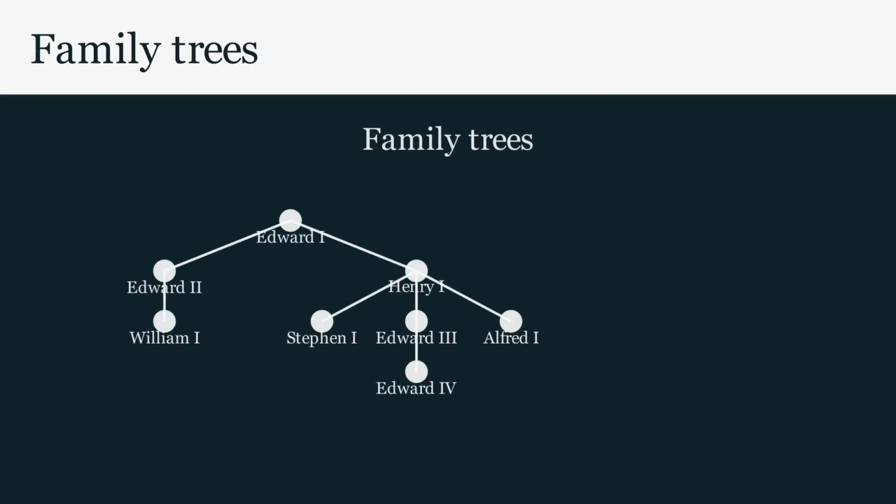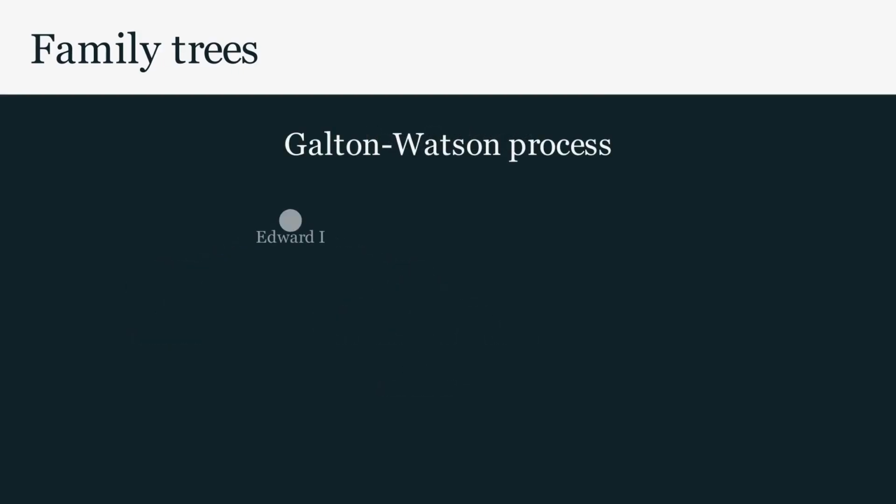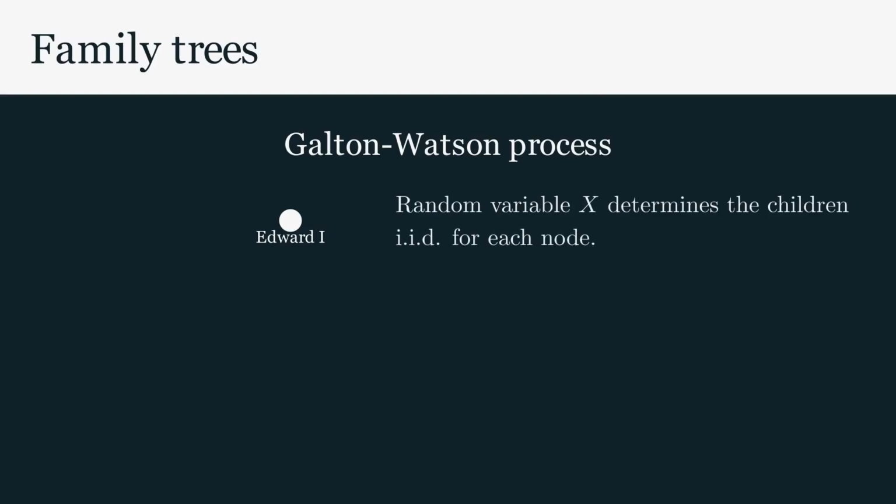Let's start with the family trees. We will look at the family tree, and specifically we will look at the male line. This is because historically this is the line who carries the family name. We will start with a single node and do what is called the Galton-Watson process. This is a way to randomly generate a tree, and we do so by constantly sampling one distribution which is identical and independent for each node.